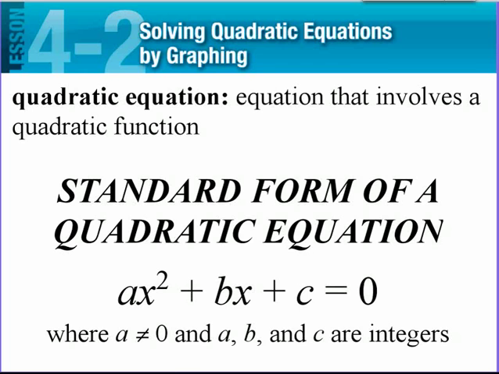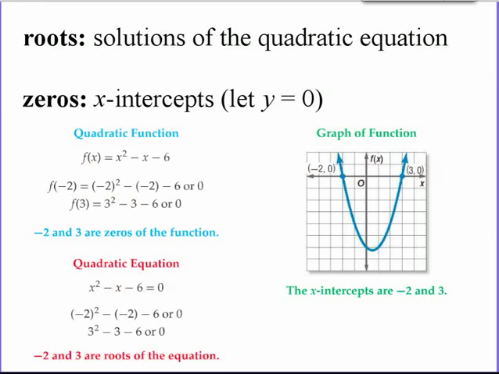So now what we're going to do is talk a little bit about the graphs, and then get into actually graphing a quadratic. First of all, we have what are known as the roots. The roots are the solutions of the quadratic equation. The zeros. If I ask you to find the zeros, I'm asking you to find the x-intercepts. The key part here is that we need to let y equal 0. Remember, to find the x-intercepts, we always let y equal 0.